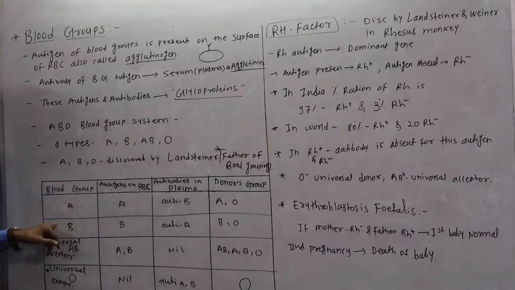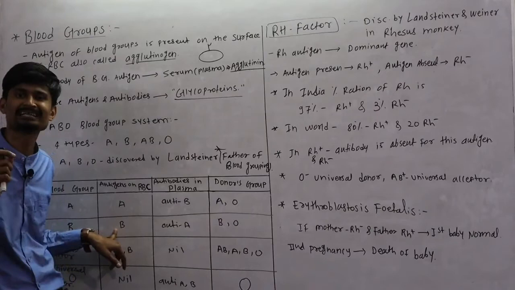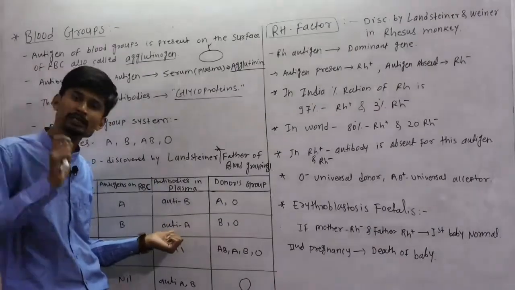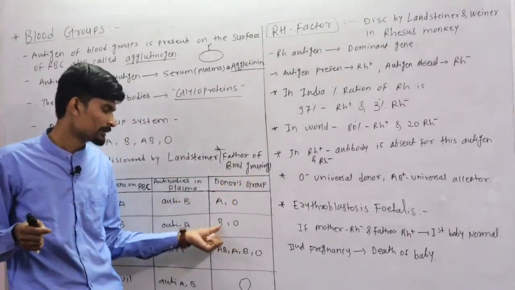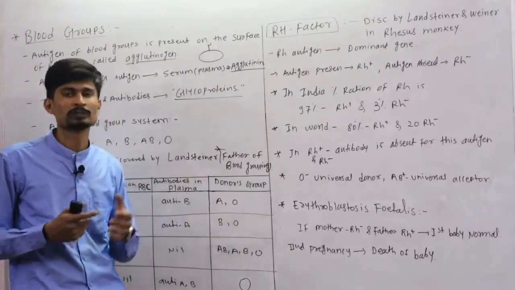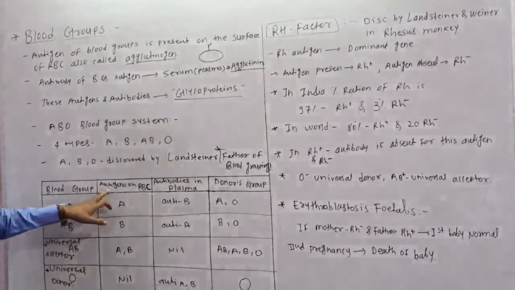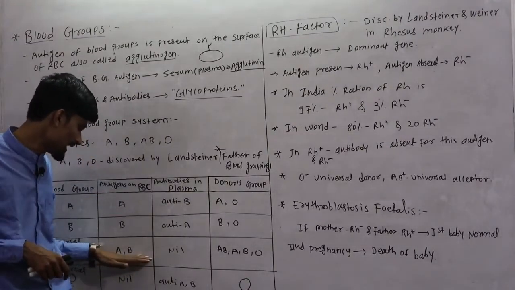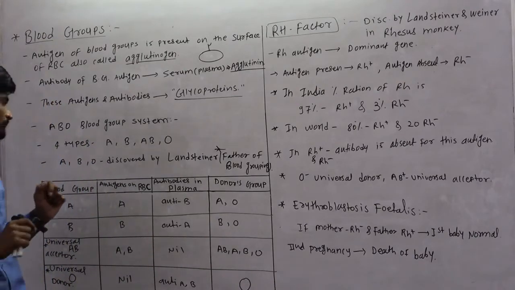Next one, blood group B, it means that the antigen on RBC is antigen B and the antibodies will be antibody A, okay, vice versa, and the donors group will be B blood group and O blood group persons. Then AB blood group. AB means obviously two antigens are present on the RBC, antigen A and B, then it is called the AB blood group.